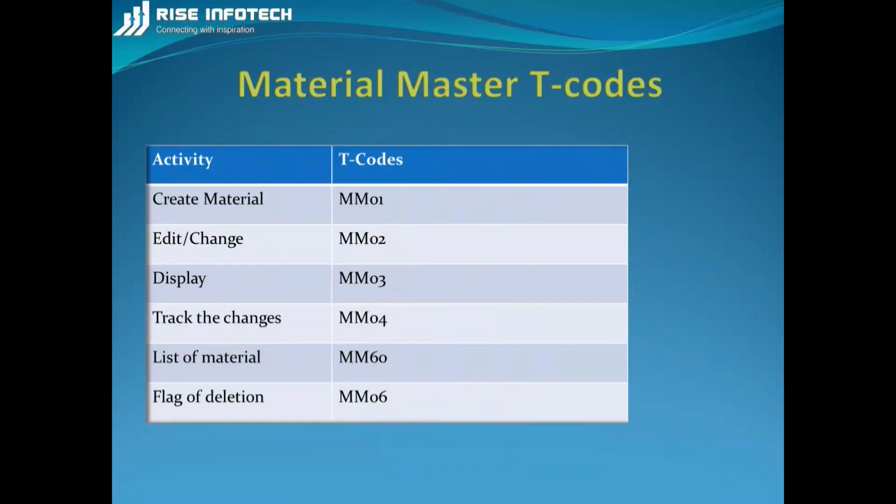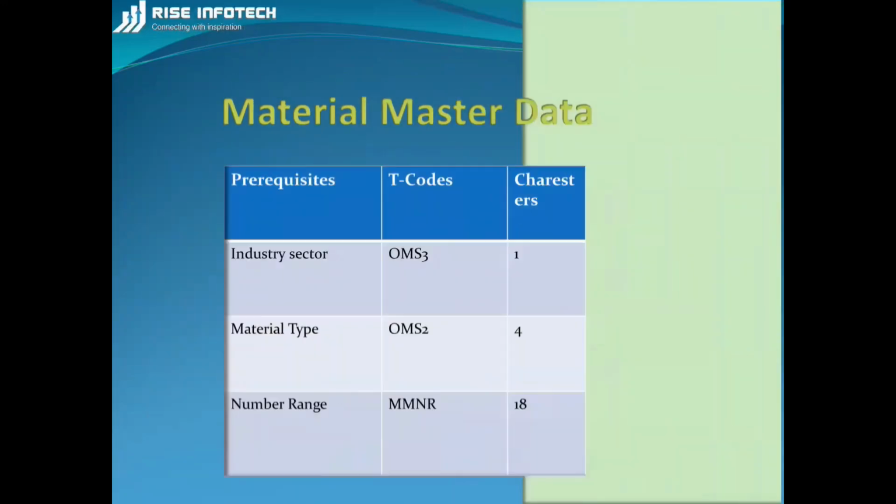For display, T code MM03. Track the changes, T code MM04. List of materials, T code MM60. Flag of deletion, T code MM06. Material master data has prerequisites for T codes and characters.